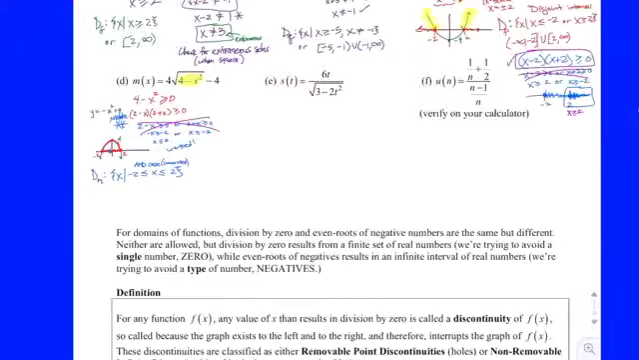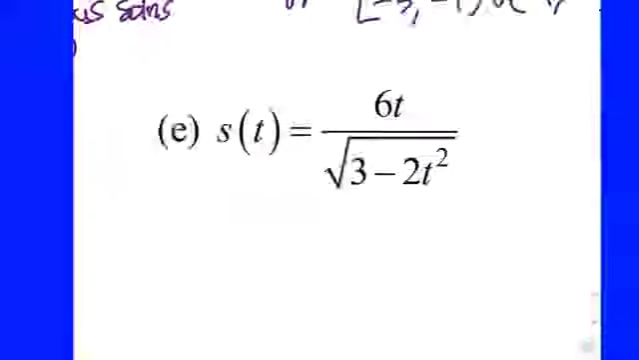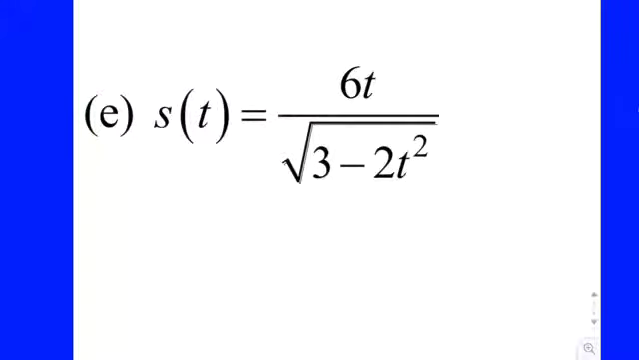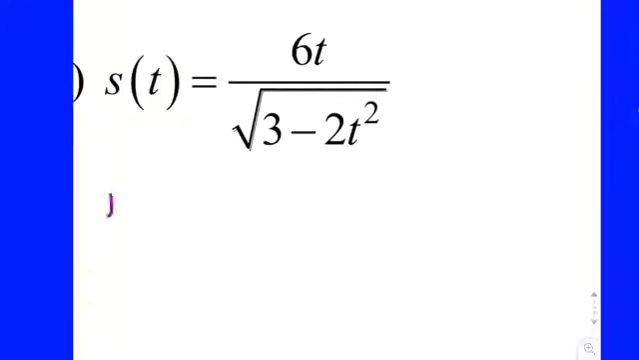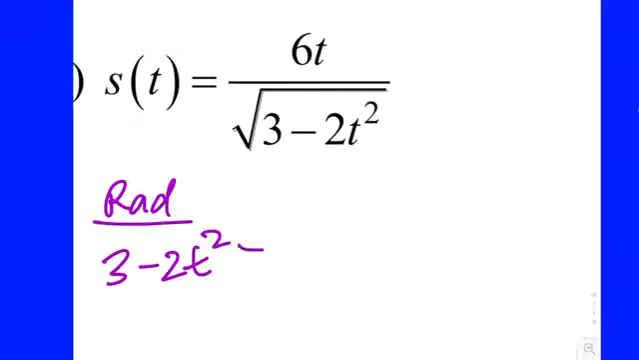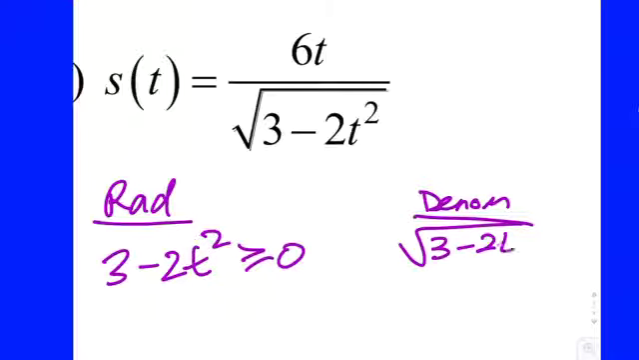All right. Forging ahead. S of t, S of t. All right? Any concern about the numerator? No. But the denominator has both a variable and a square root. So let's just do what we've been doing. The radicand is 3 minus t squared. We want that to be greater than or equal to 0. And then I'll go ahead and set up the denominator. We want the entire denominator, 3 minus 2t squared, to not equal 0.